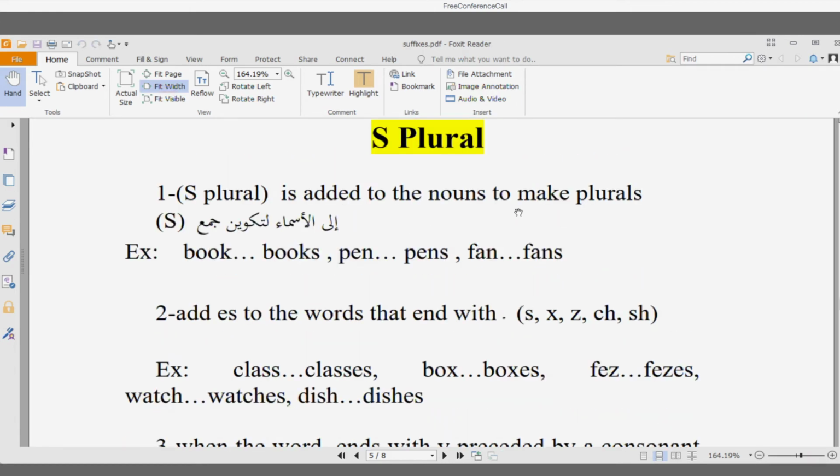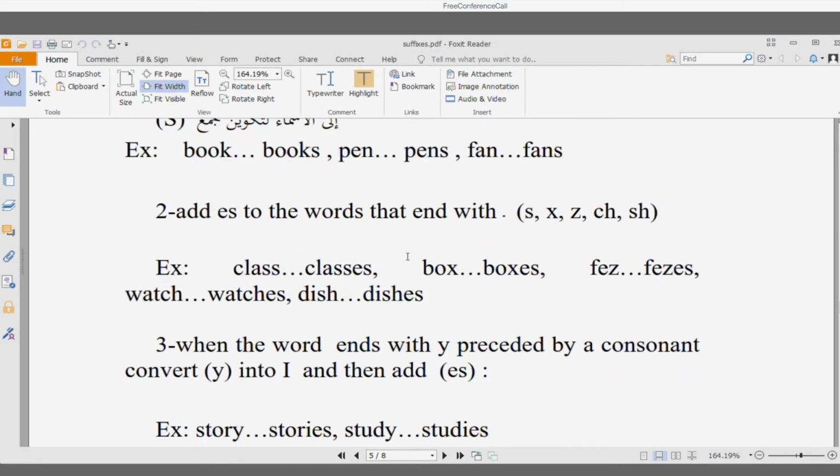As plural is added to the nouns to make plurals. For example, book, books, pen, pens, fan, fans. So in the normal nouns or the regular nouns, we only add s to the noun in order to transform it from singular into plural. هذا بالنسبة للأسماء الاعتيادية القياسية. نضيف لها s لتحويلها من المفرد إلى الجمع. هذا ما يخص s الجمع.